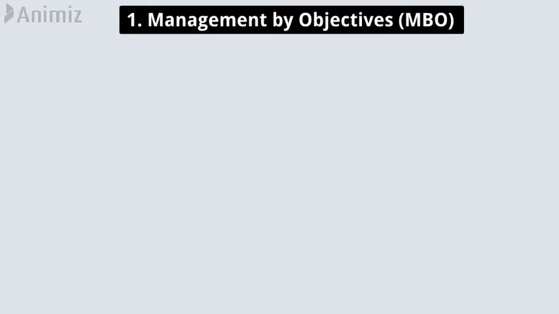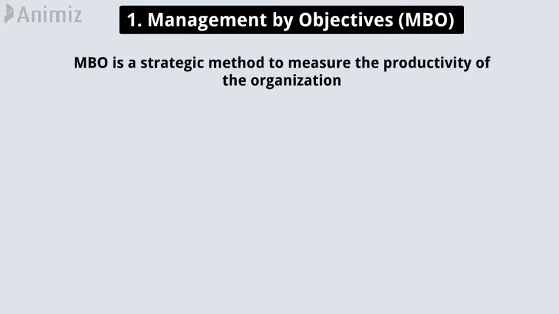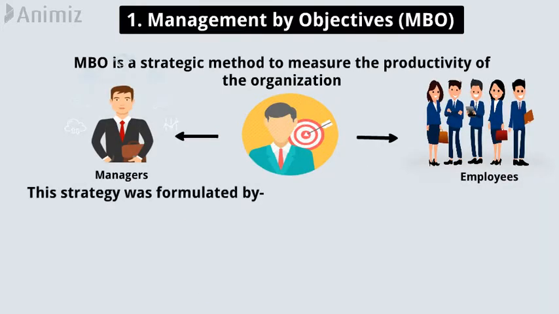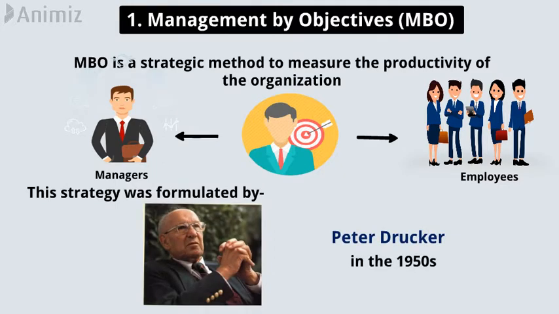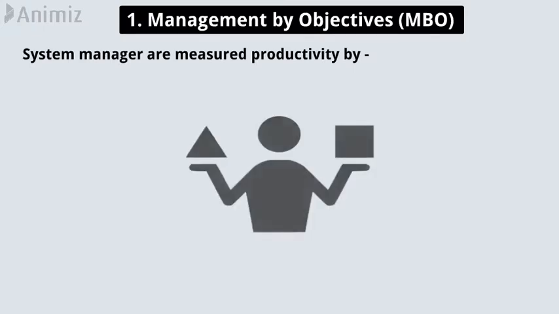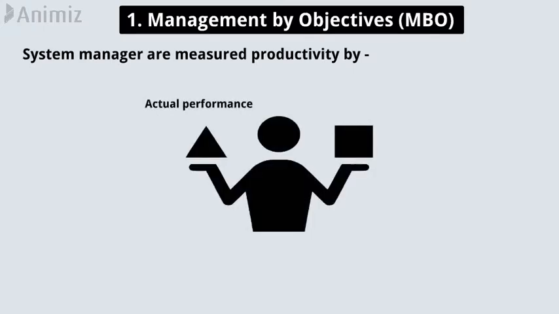1. Management by objectives. Management by objective, or MBO, is a strategic method to measure the productivity of the organization by clearly defining the objectives of both the managers and employees. This strategy was formulated by Peter Drucker in the 1950s. In the management by objective system, managers measure productivity by comparing the actual performance of the organization to the predefined objectives. I have discussed management by objective in a separate video, check that video in the I button.